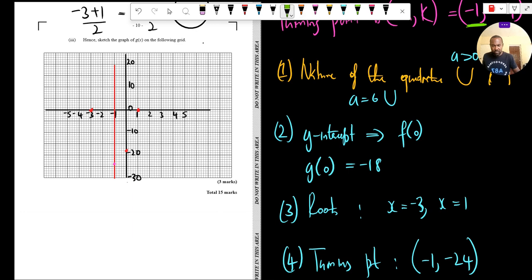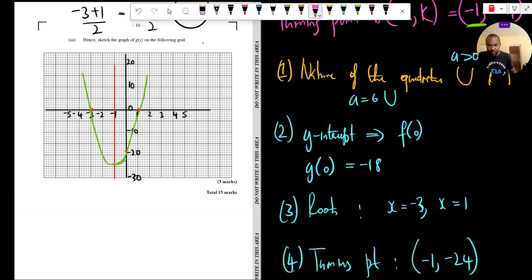It's going to look something like this. My turning point. Not perfect, but you get the idea. Something like that. It's not perfect, but at least we show the main features. So yes, that's our sketch.